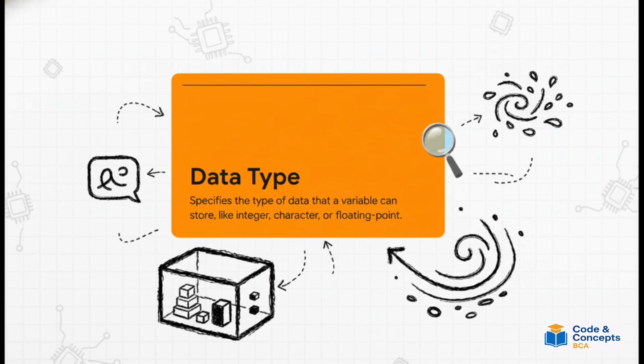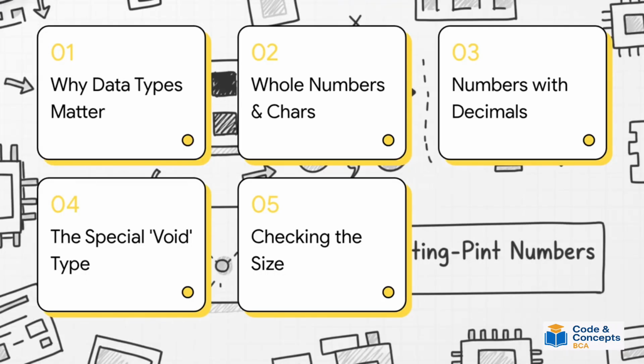It's basically a special label you stick on your data to tell the computer, hey, this thing is a whole number, or treat this one as a single letter. It's how we tell a variable what kind of information it's going to hold, which makes sure the computer uses it the right way. So, in this explainer, we're going to unpack this whole toolbox. We'll kick things off with why these types are so important in C. Then we'll check out the tools for whole numbers and characters, jump over to numbers with decimals, explore the kind of weird but useful void type, and finally, we'll learn how to check the size of our tools.